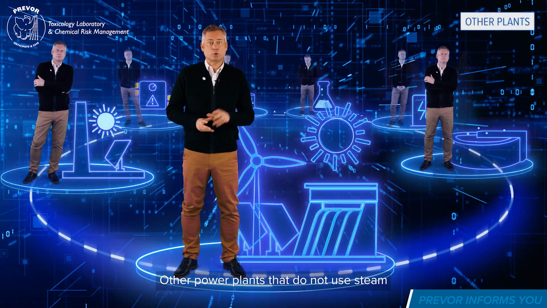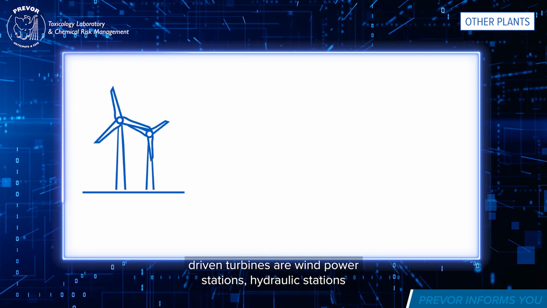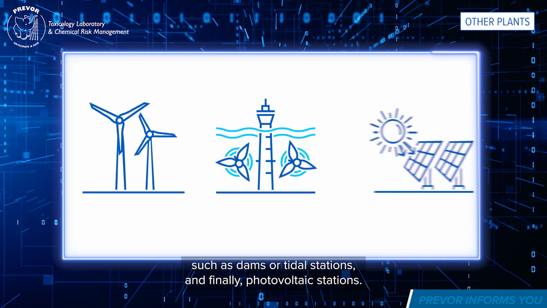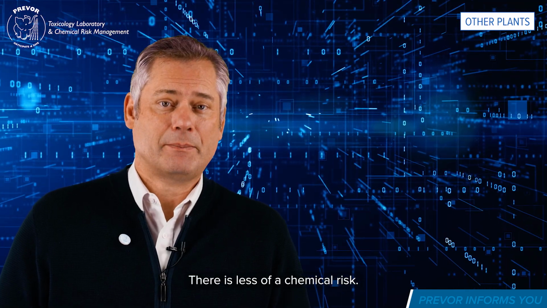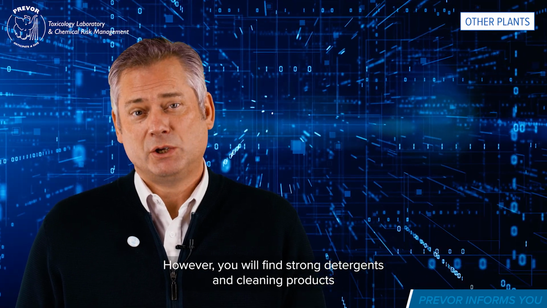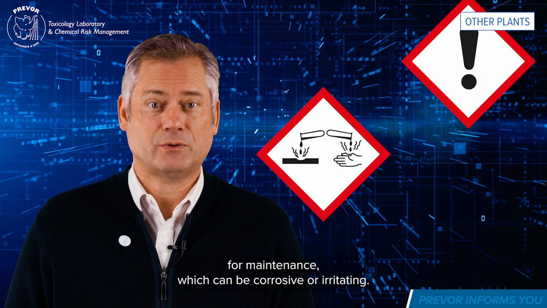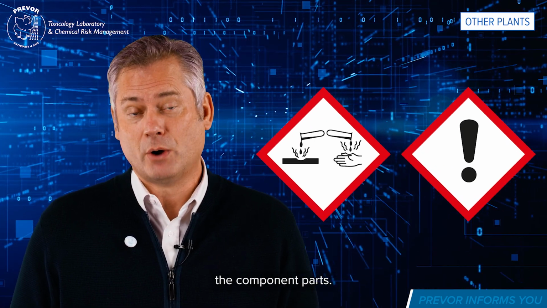Other power plants that do not use steam-driven turbines are wind power stations, hydraulic stations such as dams or tidal stations, and finally, photovoltaic stations. There is less of a chemical risk. However, you will find strong detergents and cleaning products for maintenance which can be corrosive or irritating. The risk is mainly present during the production of the component parts.